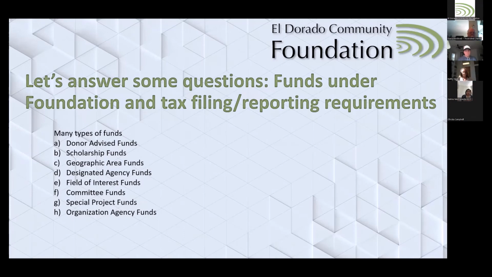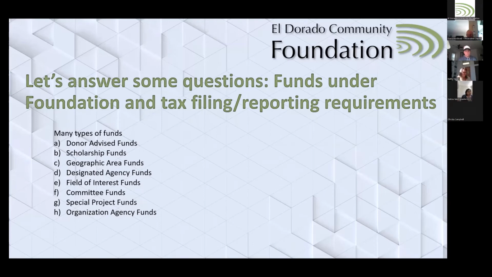Scholarship funds are again similar to donor advised funds. The only distinguishing feature is that the grant can go out to the school or the college that's getting the amount for the student, or it can be sent to the student directly, depending on what the donor decides. So the money can go out to the nonprofit, or the school in this case, or to a single person who's getting the scholarship. Again, scholarship funds don't have to do any 990 filing. The foundation does that. These are funds under the foundation, so they're covered.